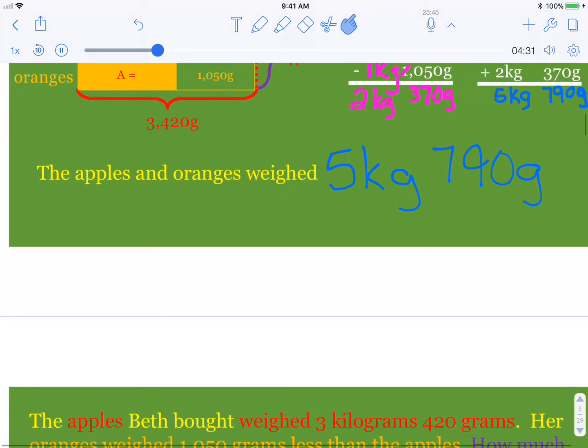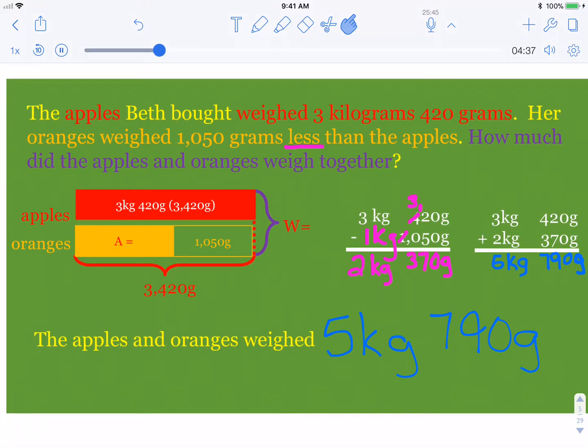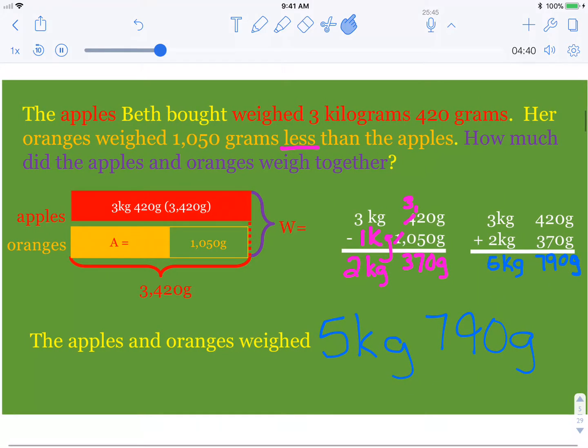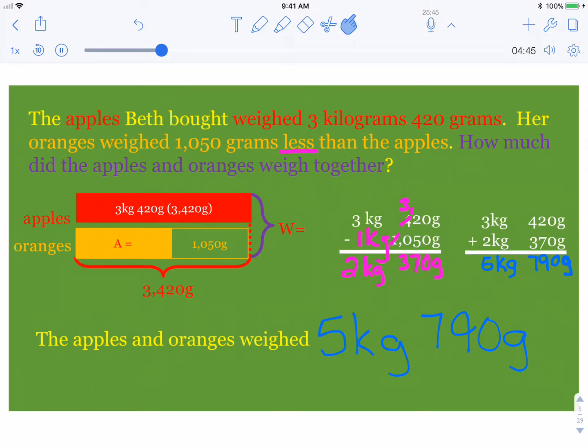If it was not your answer, you need to take a minute, look back at your work, compare it to this slide, so go ahead and pause it if you got it incorrect, and see what you did wrong.